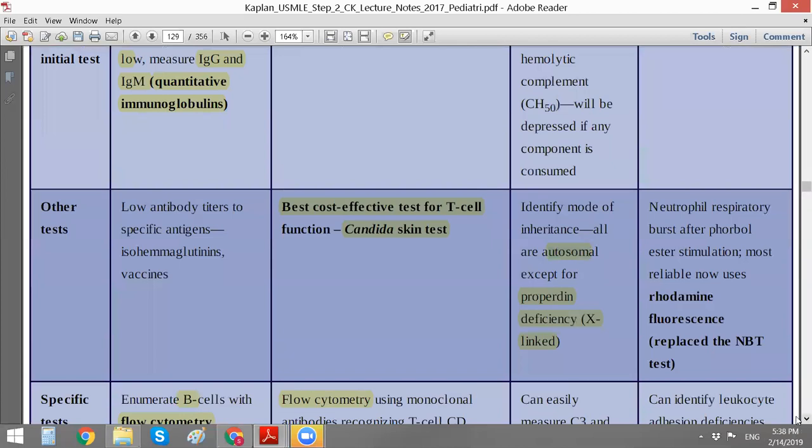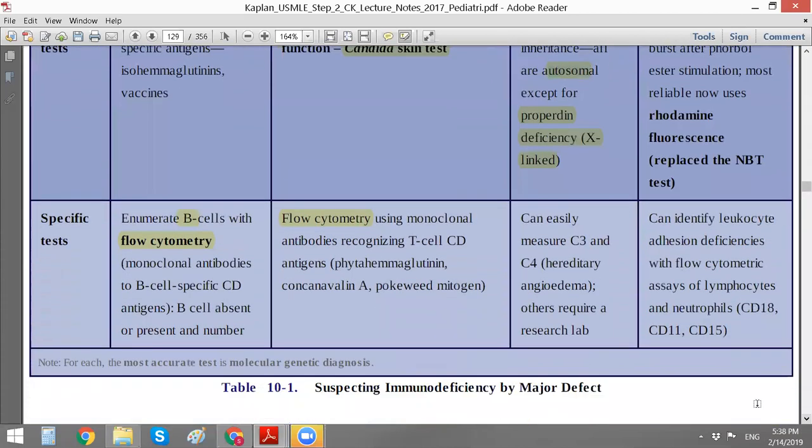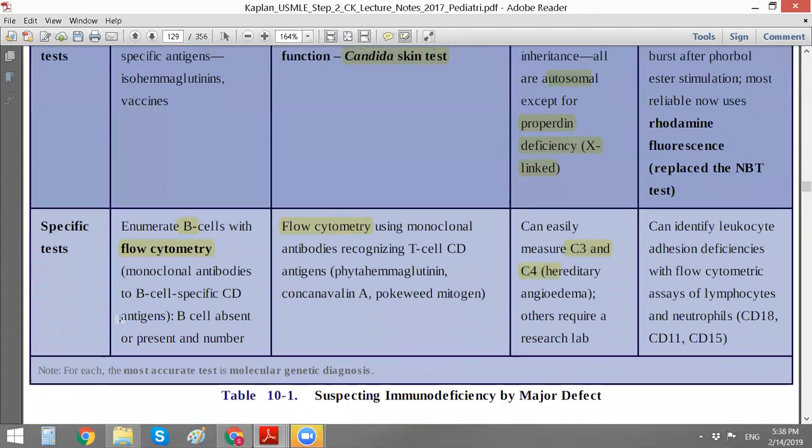Okay. And then for any major, C3, C4. So just do the C3, C4 and then you will find complement deficiency. So you know this area and pneumococcal. And then for each, the most accurate test is molecular genetic diagnosis. This is also important.